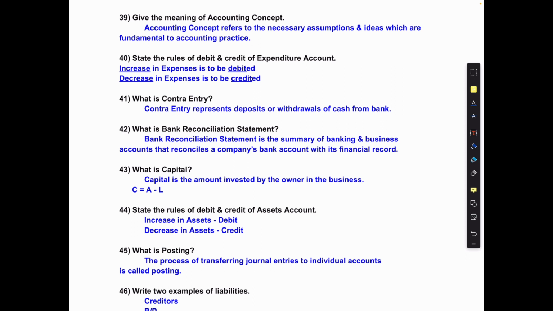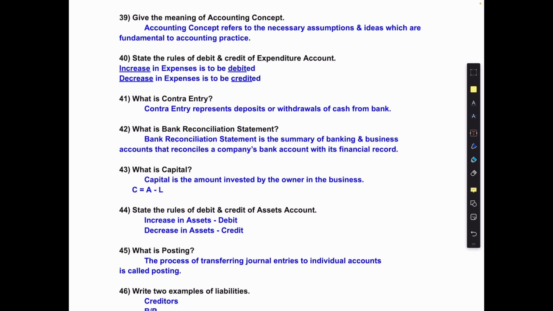Next question. What is bank reconciliation statement? Bank reconciliation statement is a summary of banking and business accounts that reconciles a company's bank account with its financial record. 43. What is capital? Capital is the amount invested by the owner in the business. Capital is equal to assets minus liabilities.